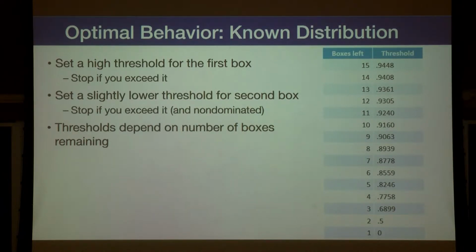And the way you use these thresholds is as follows. You open a box. You look at the money. You see, is this money more than any of the monies that I've seen before? I.e., is it non-dominated? If so, is it bigger or less than the threshold on this box? If it's bigger, you stop. Otherwise, you carry on. Okay?